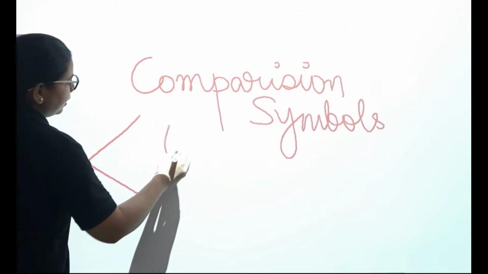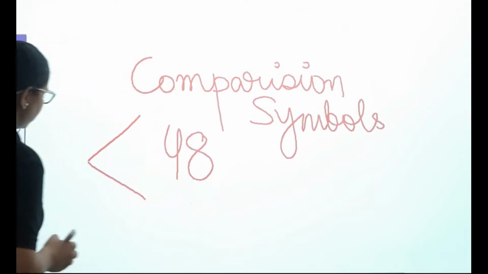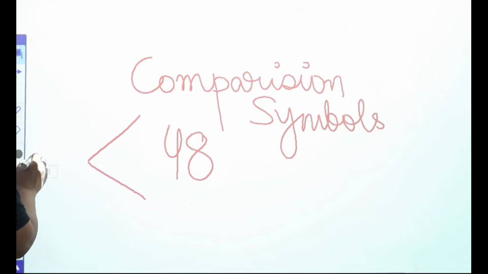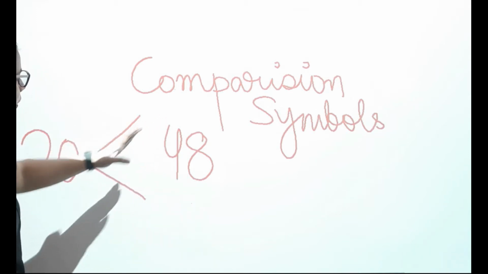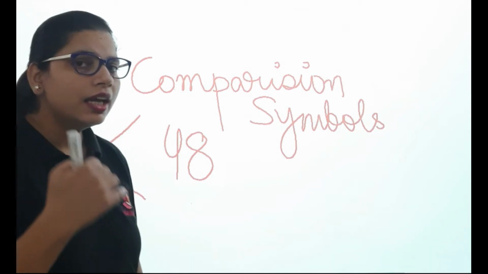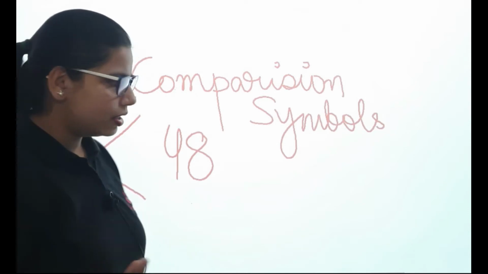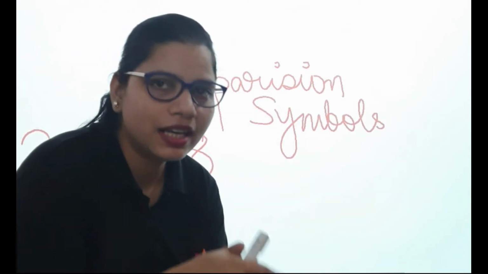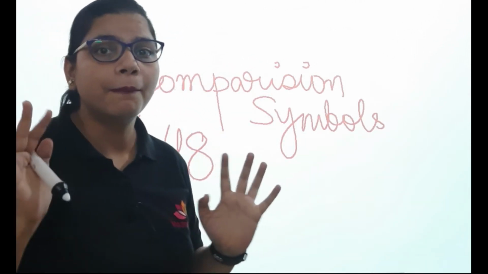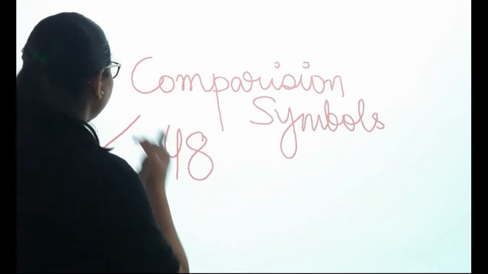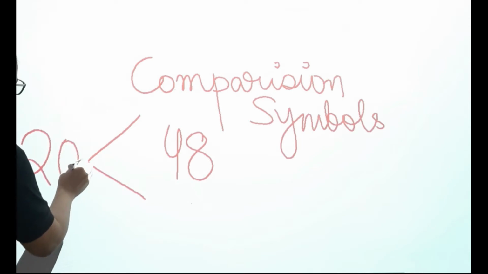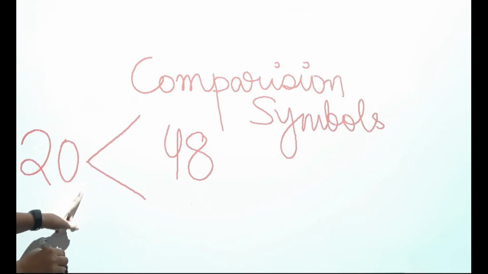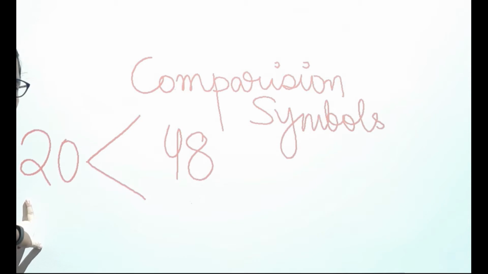So let's suppose it is 48 and it is 20. So which one is greater? Obviously 48. So we will open the mouth of alligator where the bigger number is. So mouth is open. Now it will grab that number, the bigger number. It will snap that number. Okay. So let's suppose, and if it is not eating the number, that means that number is smaller.